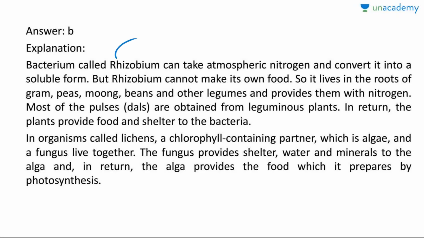So a bacterium called rhizobium can take atmospheric nitrogen and convert it into a soluble form, but rhizobium cannot make its own food. So it lives in the roots of grams, peas, mung beans, and that is why they are called leguminous plants, because they have these nodes called legumes. And most of the pulses are obtained from leguminous plants, and in turn plants provide food and shelter to the bacteria. Fungi, lichens I have already explained.